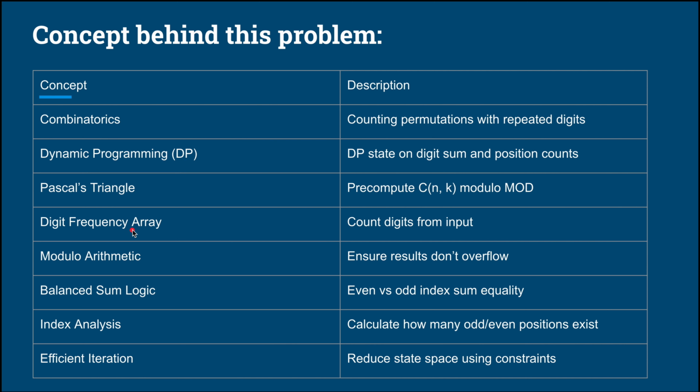Then a digit frequency array, so you can count digits from the input. You can use modulo arithmetic to ensure the result will not overflow, and we will use the balance sum logic: even and odd index sum equality, and the index analysis of how to calculate the odd and even positions that exist, how many are there. And efficient iteration will reduce the state space using the constraints. Okay.